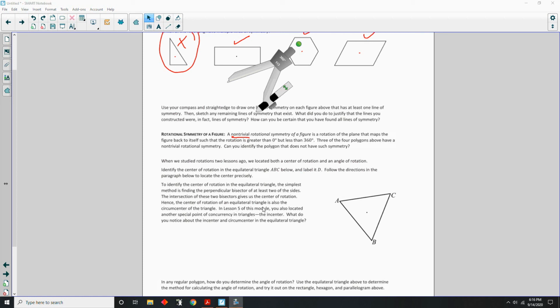In lesson 5 of this module, you also located another special point of concurrency in triangles, the incenter. What do you notice about the incenter and circumcenter in the equilateral triangle? Okay, hopefully you guessed it. They are the same point if the triangle's an equilateral.